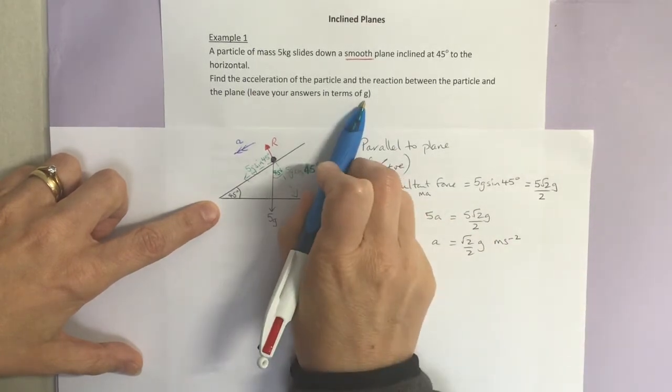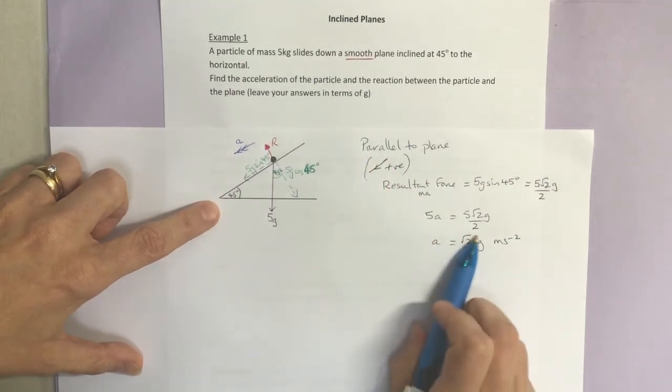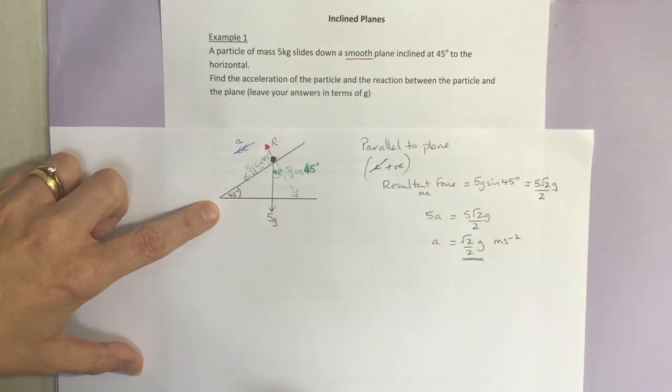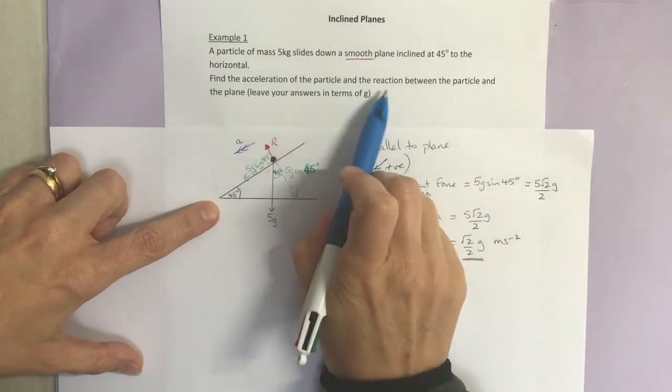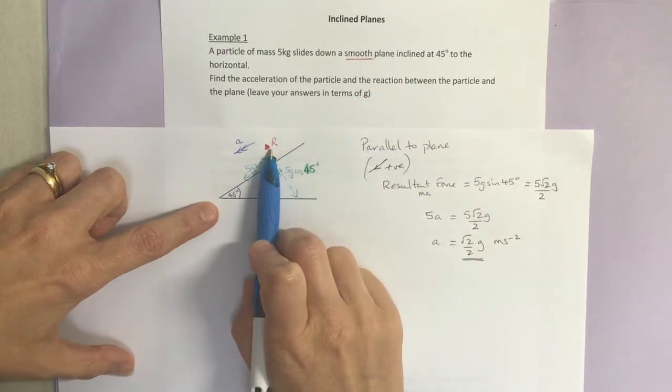The question wants me to leave it in terms of g, so I'm going to leave it like that. If it didn't say this, I'd just bang this in my calculator, get my answer, and then round it to 3SF. So there's that part of the question done. And the other part of the question now wants the reaction between the particle and the plane. So it wants this reaction force R.